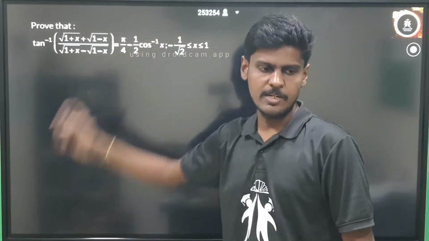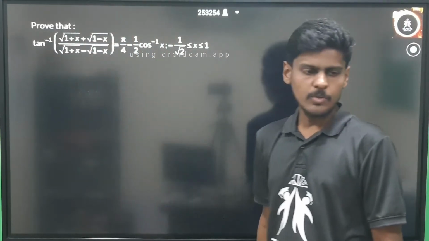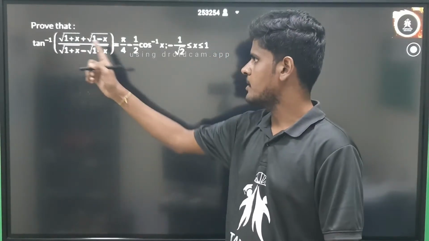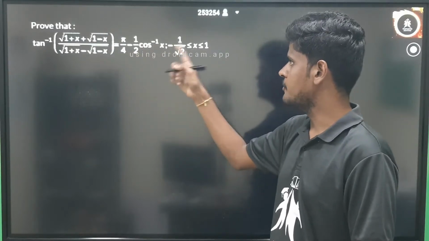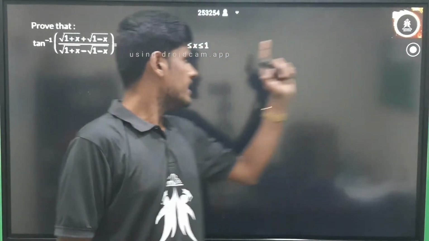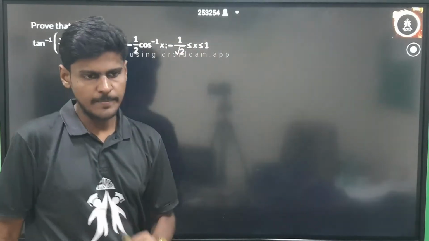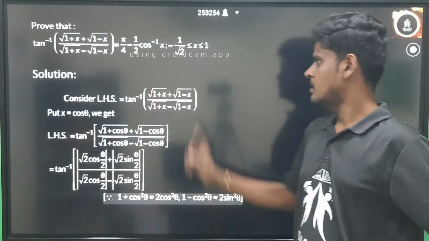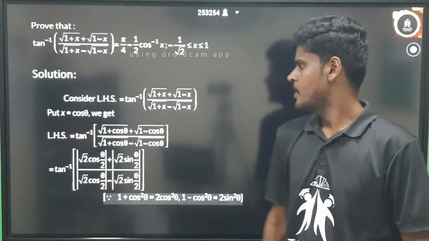Again, another interesting question. Prove that tan inverse of square root of 1 plus x plus square root of 1 minus x divided by square root 1 plus x minus square root 1 minus x is equal to pi by 4 minus half cos inverse x. Here x is given as between minus 1 by root 2 to 1. See the solution. Substitute x equal to cos theta.